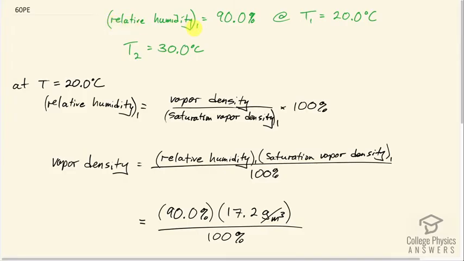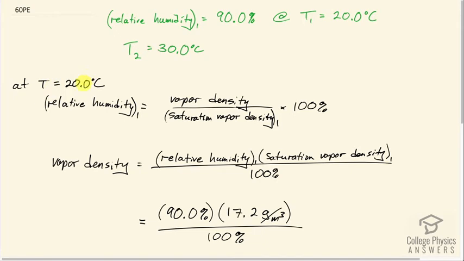We have a relative humidity, which we'll call number 1, at 20 degrees Celsius of 90%. And at some other temperature, T2, 30 degrees Celsius, we're asked to find out what is the relative humidity then, assuming the same vapor density. So there's no water taken away or removed from the air between these two different temperatures.